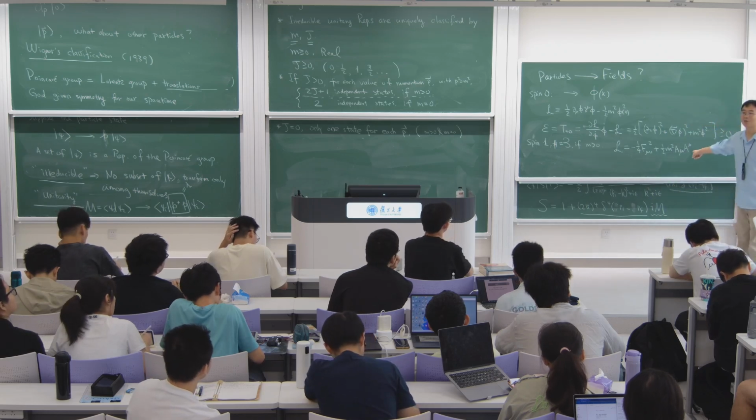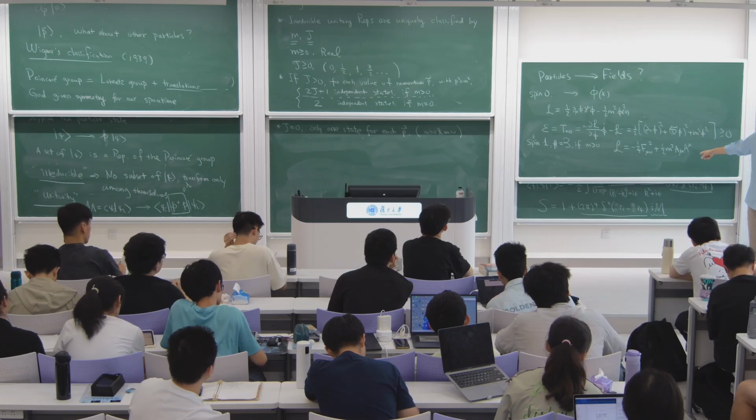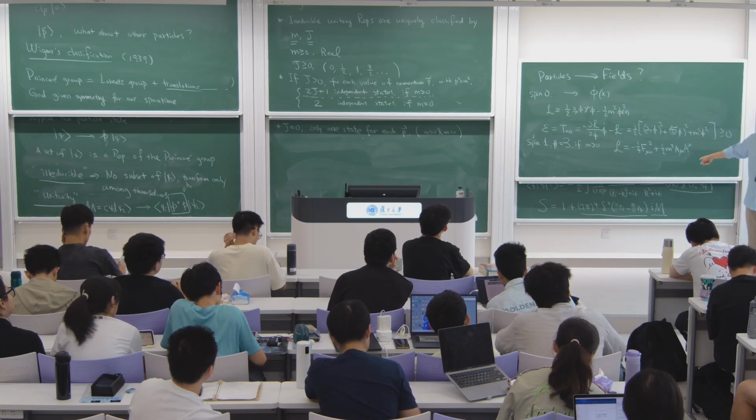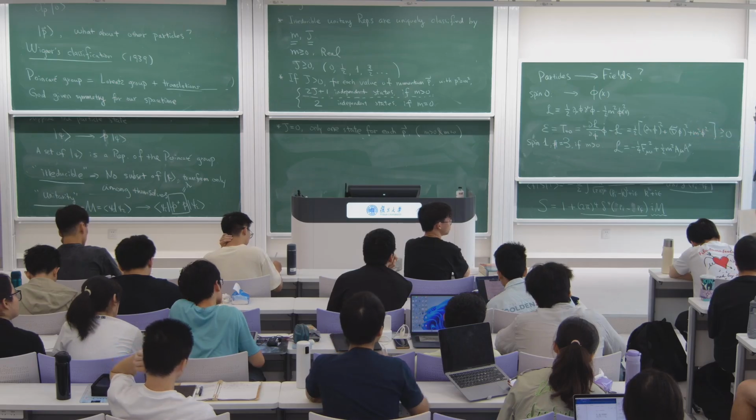Okay, you can incorporate this case, the spin 1 massive case. And you can count the degrees of freedom. Indeed, there are 3 for this field theory.